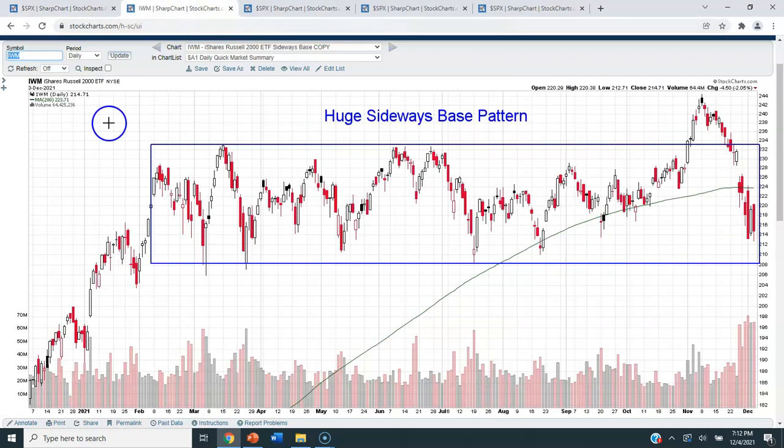I want to move over to the IWM real quick, which is, of course, the Russell 2000 small cap ETF, because this is super important, guys, and it's super important from an entire market standpoint.